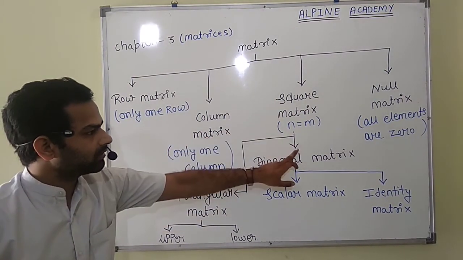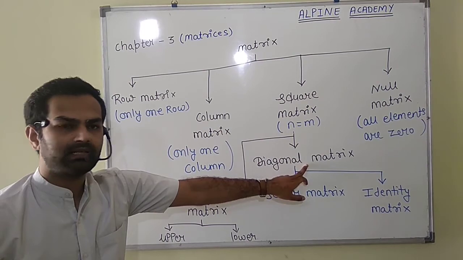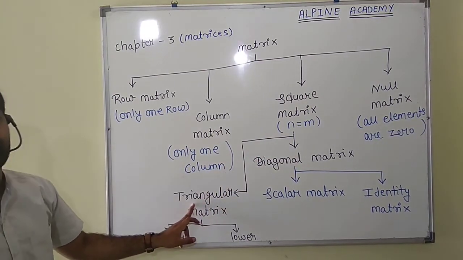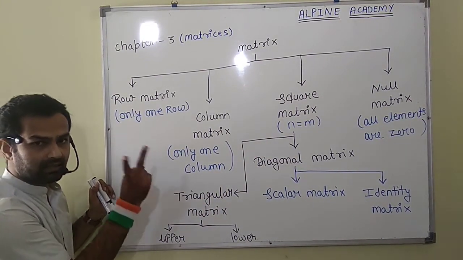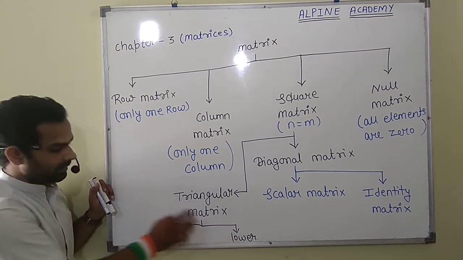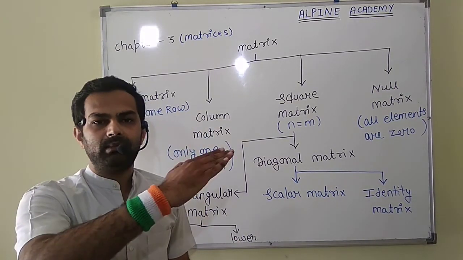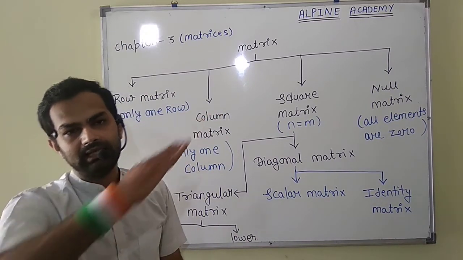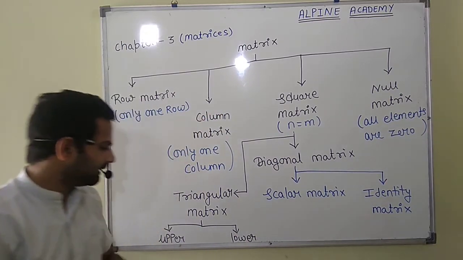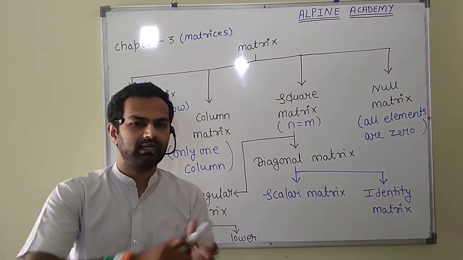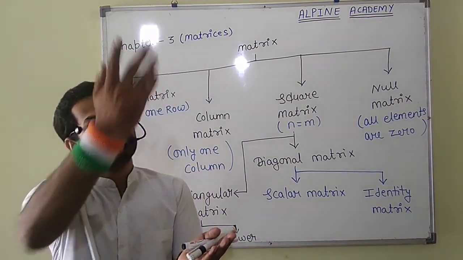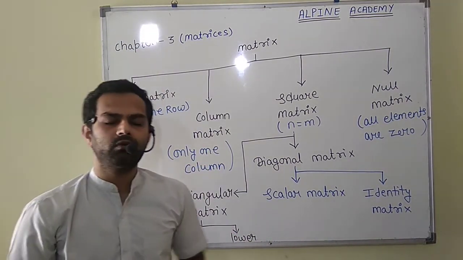The first part of square matrix was diagonal matrix, and the second part is the triangular matrix. In the triangular matrix, there are two categories, upper and lower. In the case of upper triangular matrix, the elements below the leading diagonal are 0, and in the case of lower triangular matrix, the elements above the leading diagonal are 0. So these are the types of matrix.